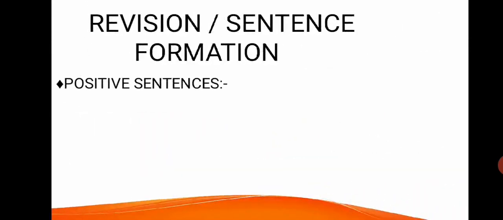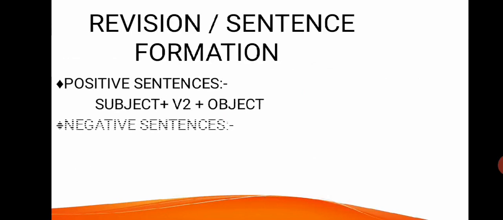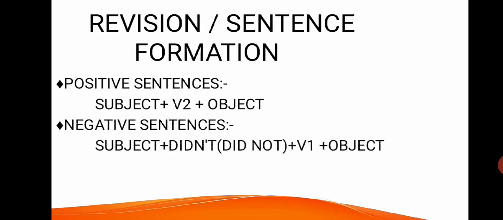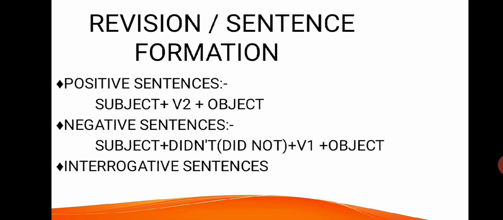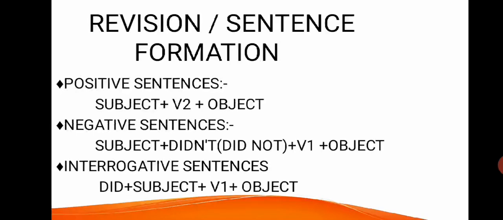In positive sentences, we use subject plus second form of verb and object. Now, in negative sentences, the formation will become subject plus didn't, that means did not, plus first form of the verb and object. And in interrogative sentences, we use did plus subject plus first form of the verb and object. In this tense, second form of verb is used in only affirmative or positive sentences, and in negative and interrogative sentences, we use first form of verb.